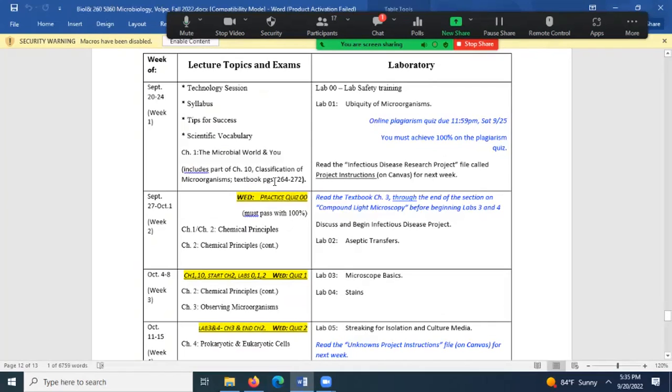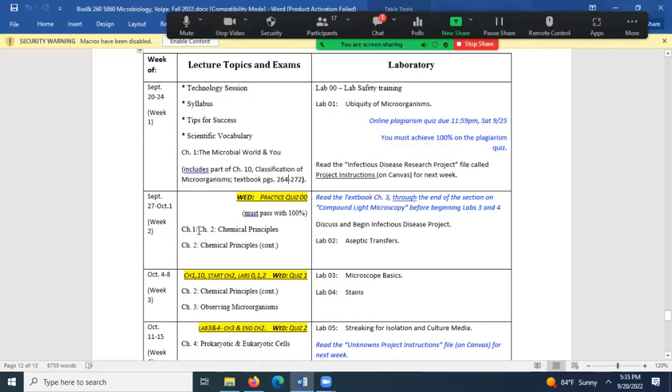And I think this is true for the complete edition of the textbook. You only have to read pages 264 to 272, which are the classification of microorganisms. If you have a different edition of the textbook, you have to find out where the classification of microorganisms is, and then read those pages. Okay, so it's not difficult to do, but you do have to figure out what pages to read.